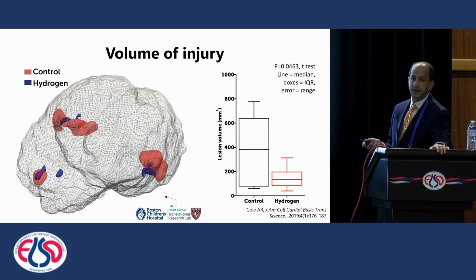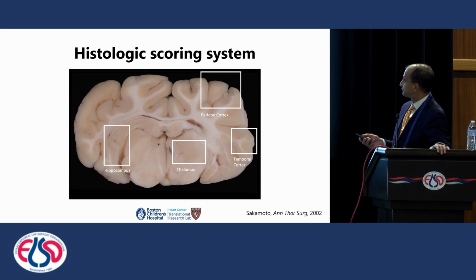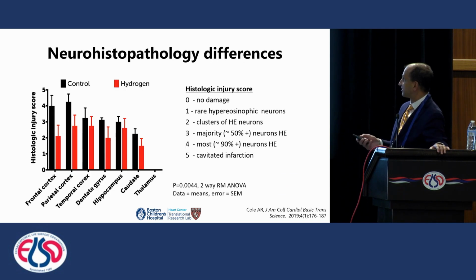We also got brain MRIs, and what you're seeing here is a volumetric depiction of the median brain injury between surviving animals in both groups. There were 8 swine in each group, I should mention. And what you see here is that the hydrogen-treated group was significantly less injured by brain MRI compared to the control group. We also looked at histopathology and showed significant improvements with hydrogen treatment in the frontal and parietal cortex.